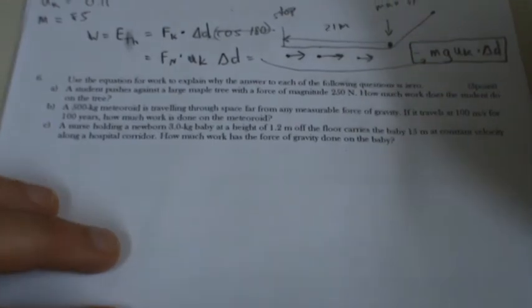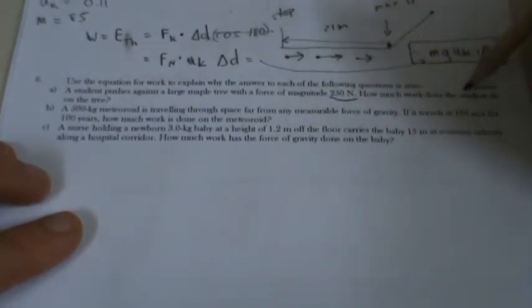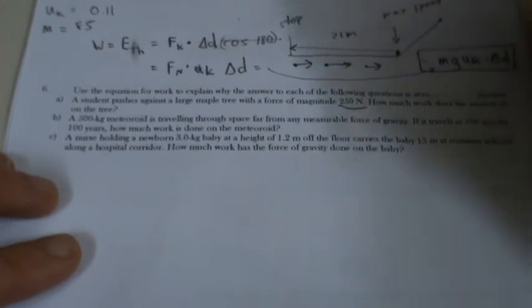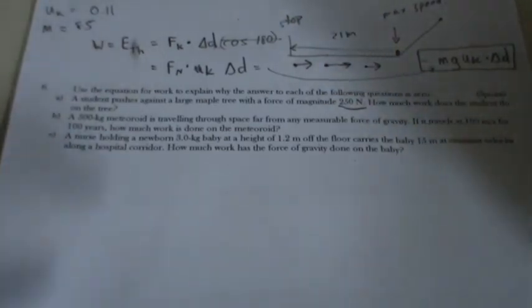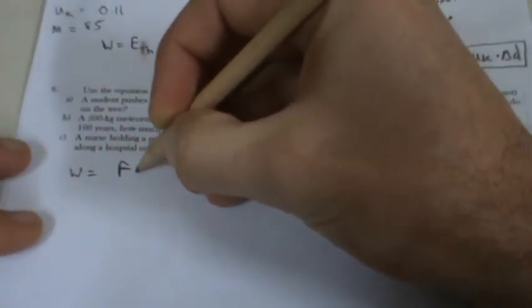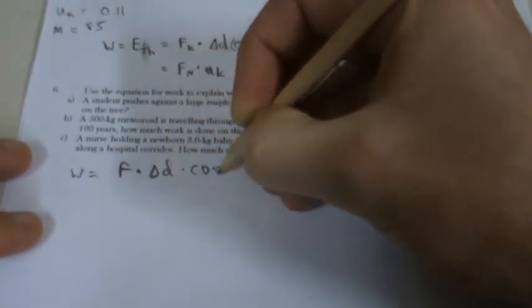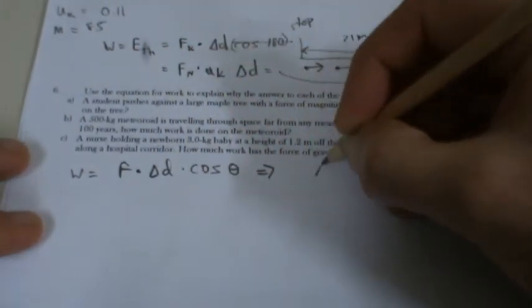Okay, use the equation for work to explain why the answer of each of the following questions is 0. A student pushes against a large maple tree with a force of magnitude of 250 newtons. How much work does the student do on this tree? And so basically it's 0. Why is that? Because the tree doesn't move. And remember that the work is force times displacement times the cosine of the angle between the force and the displacement. Well, in this case, it is 0 because delta D is equal to 0. And so there's your work.